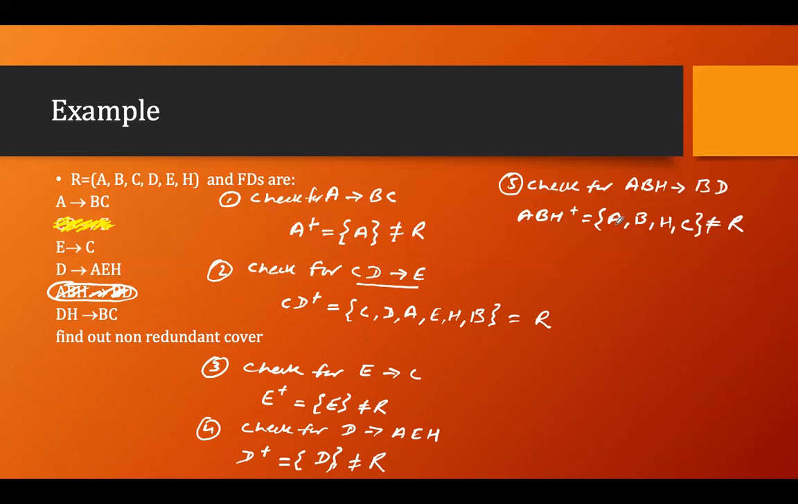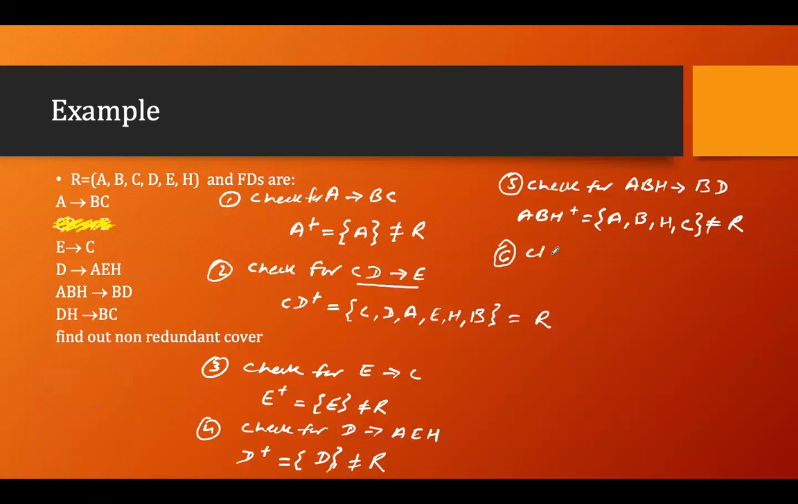Is it correct? So A, B, and H. A determines B, C. B is already there, C will come. Then B is not determining anything. H is not determining anything, and a combination of all these is not determining anything else. So it is correct. We required this functional dependency because it is not equal to R. Now let's go for the last one, the sixth one.